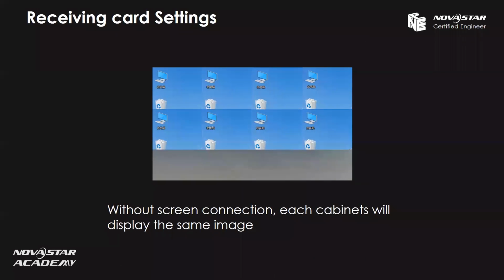So after the receiving card setting, the screen will display like this. Without screen connection, each cabinet will display the same image, and the image will be the top left of your desktop. But actually the customers don't want this image. They want a complete image. So we need to do the screen connection. That will be the next step. So now let's switch to the screen connection interface.